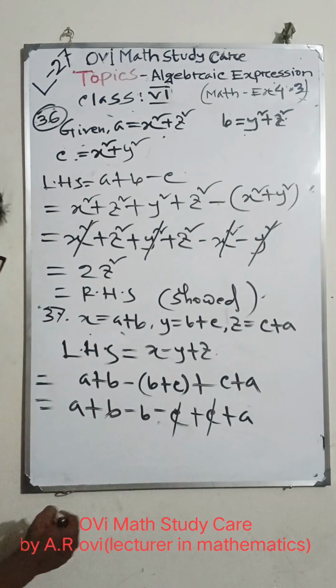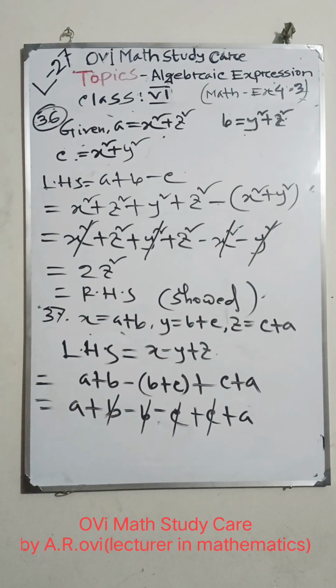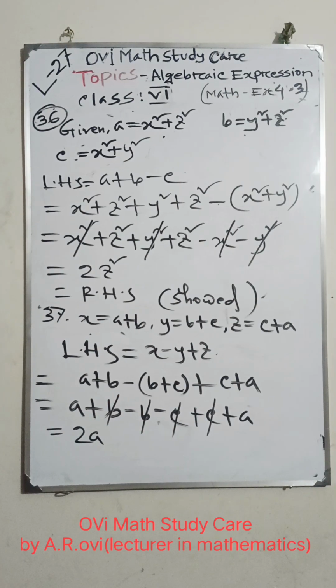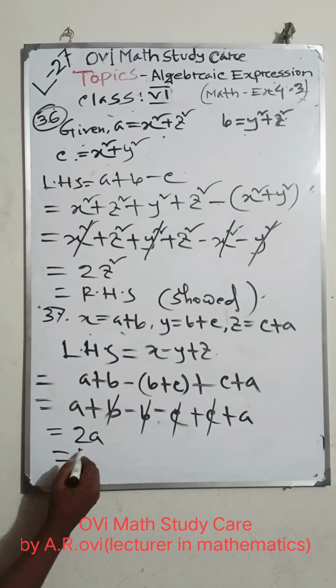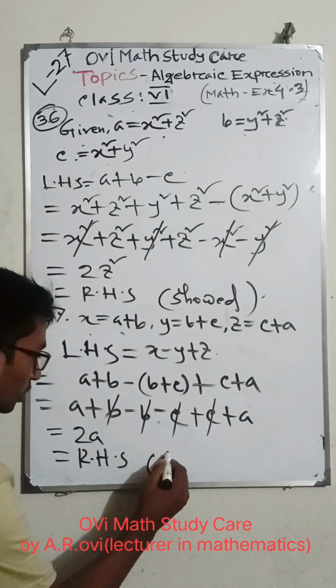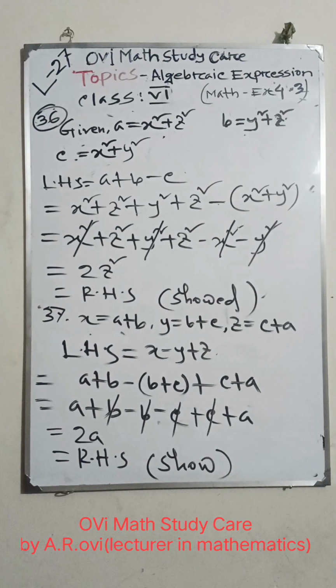plus c minus c, minus b plus b, so it becomes twice a. This is our RHS. So you should write RHS. Hence proved. Hence shown. Our problem number 37 has been proved.